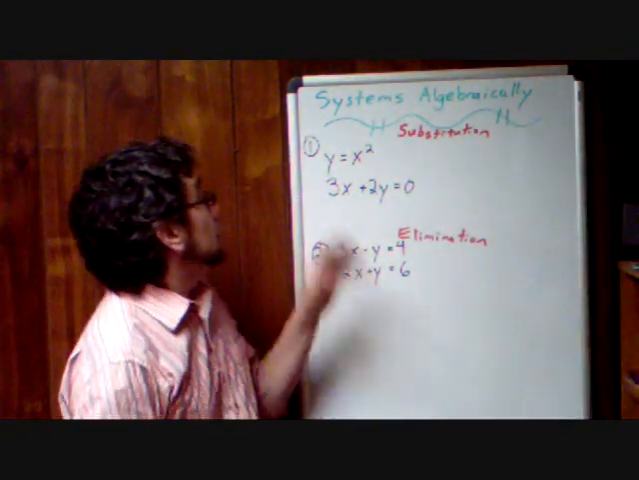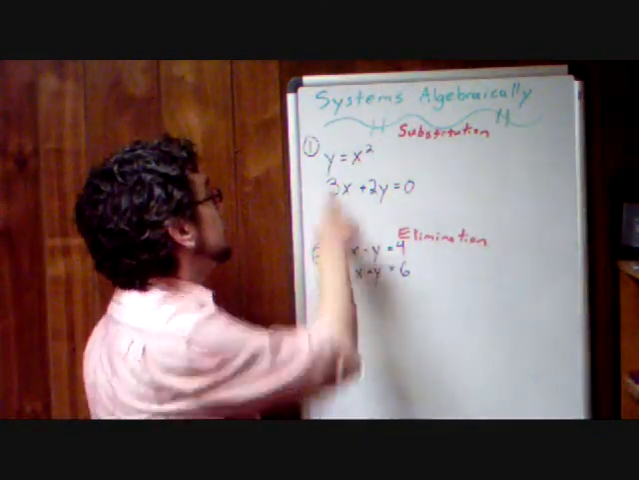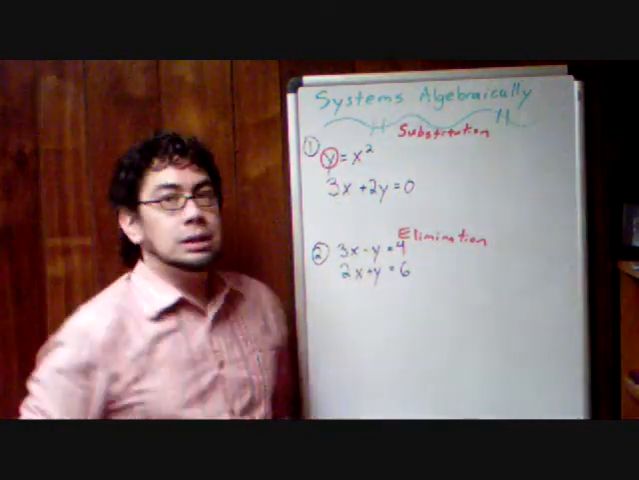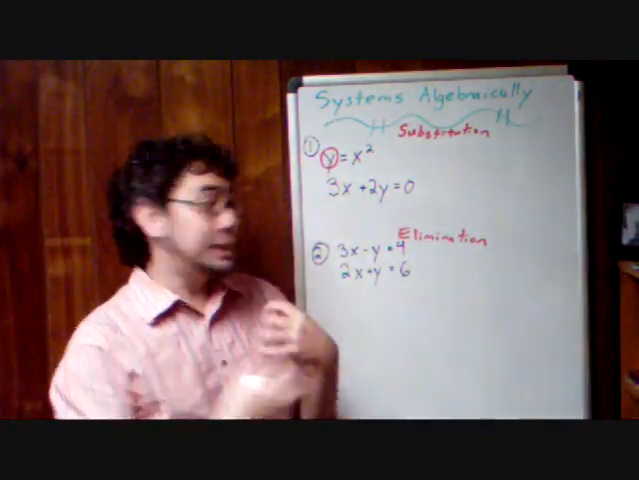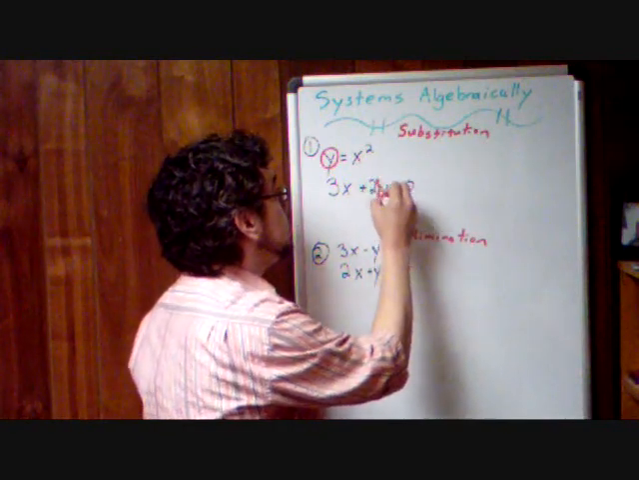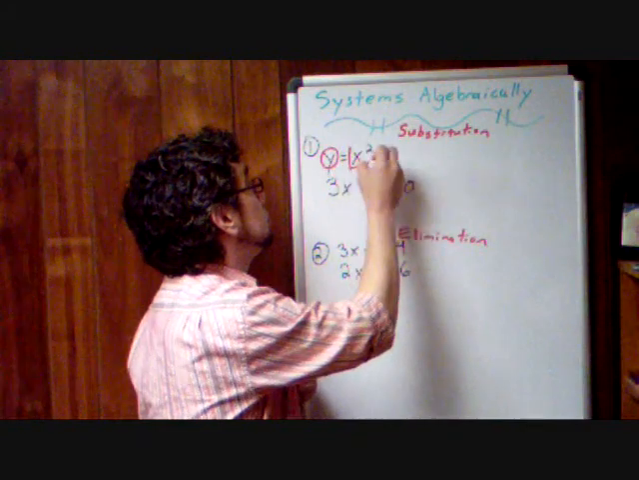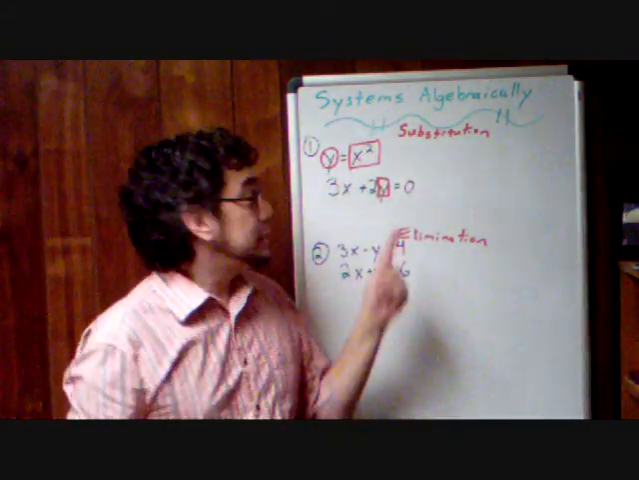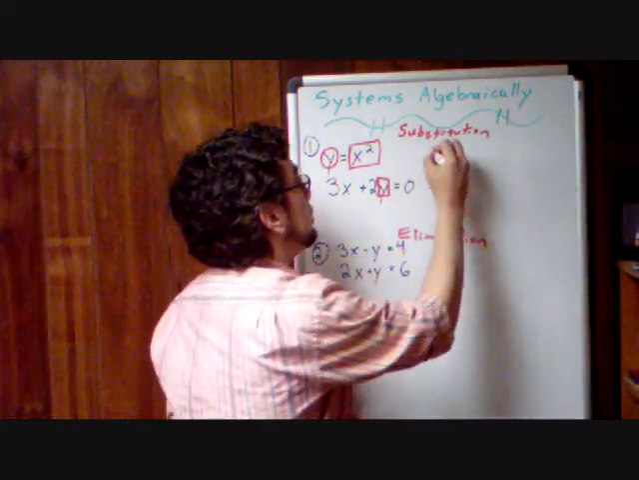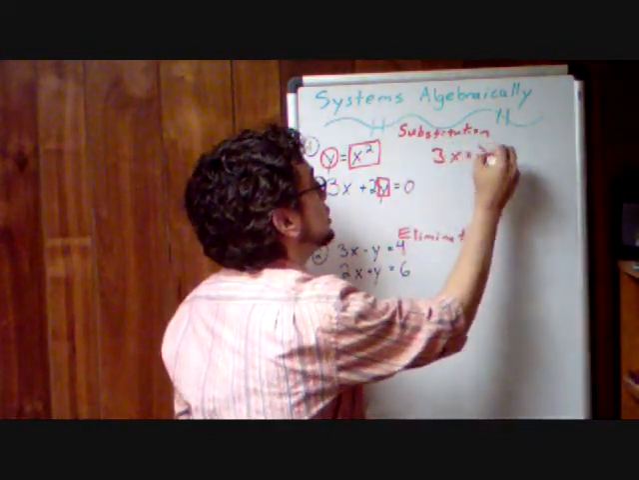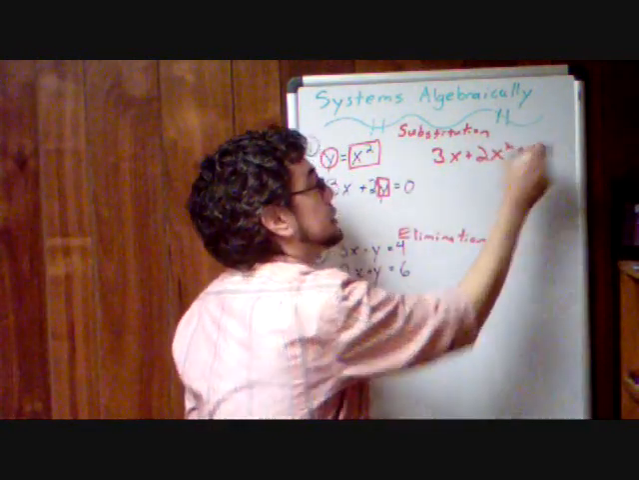Now, the reason we're going to use substitution in some problems, or at least it makes it easier to, is if you'll notice, this one, I've already got solved for y. So it's very easy to take that y and plug it into where this y is. So whatever y equals, over here, I'm going to write it in the second one where the y is. Just replace it with it. So I'm going to come over here and say 3x plus 2, not y, but x squared, equals 0.